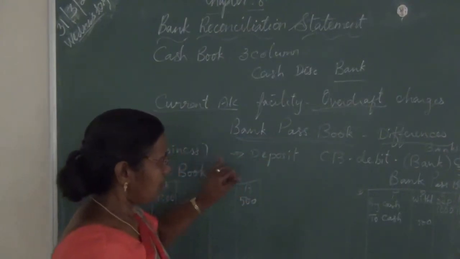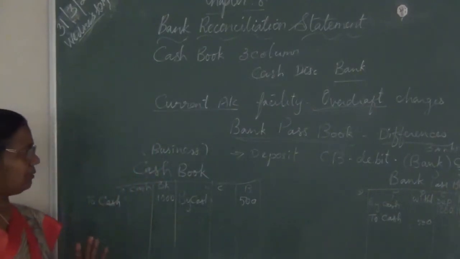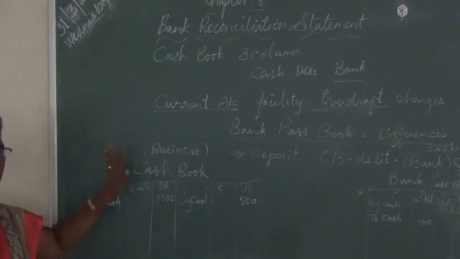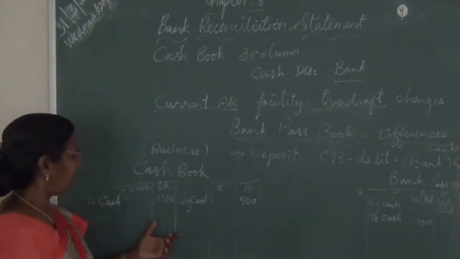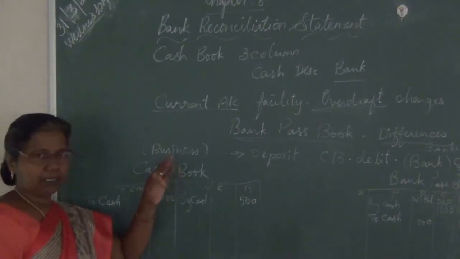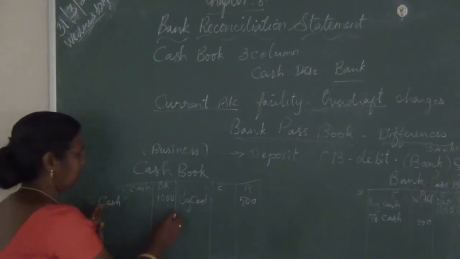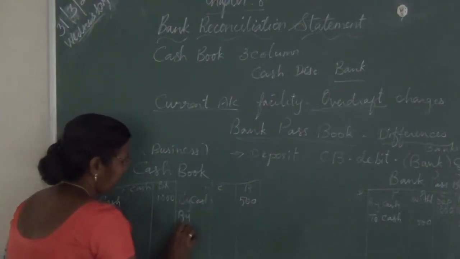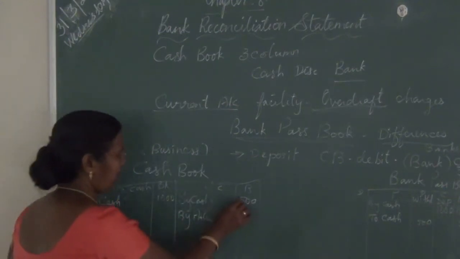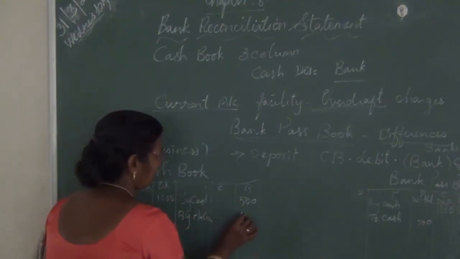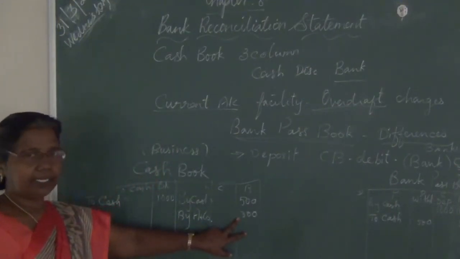Now again some checks will be issued. Once we issue a check to our suppliers, what will we write? Where will we write this one? The supplier account debtor to bank. The bank only will pay. So by, for example, A and Co., that is our supplier name, the bank is going to pay. So 300, for example. We will credit the bank.